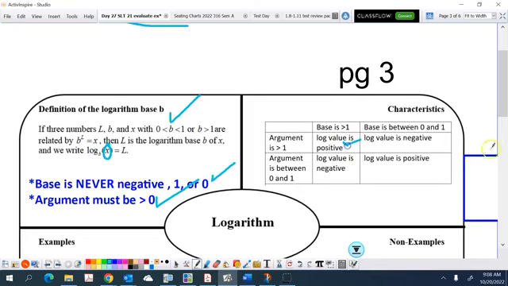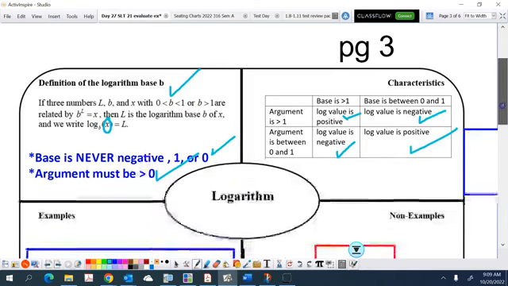When we have a base that is a fraction between 0 and 1, and our argument is greater than 1, that means our log value, our exponent answer, needs to be negative. When our argument is a fraction between 0 and 1, and our base is greater than 1, then again, our log value or our exponent needs to be negative. And lastly, if our argument is a fraction between 0 and 1, and our base is between 0 and 1, that log value is going to be positive.